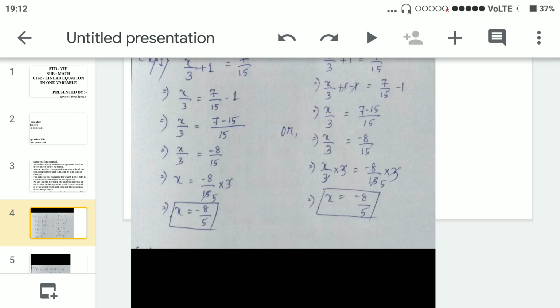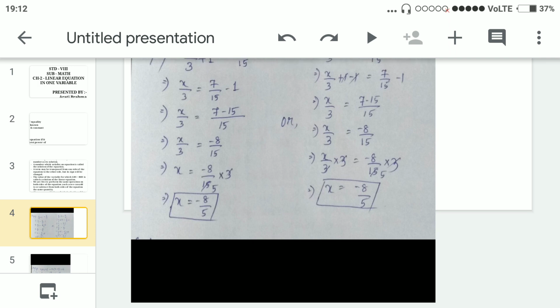And see here 3 is dividing x, so it will be multiplied on the RHS side, that is minus 8 by 15 into 3, it will cut. Answer is minus 8 by 5 here. Okay, so our main motto is to isolate this variable term, then only we can get the answer.